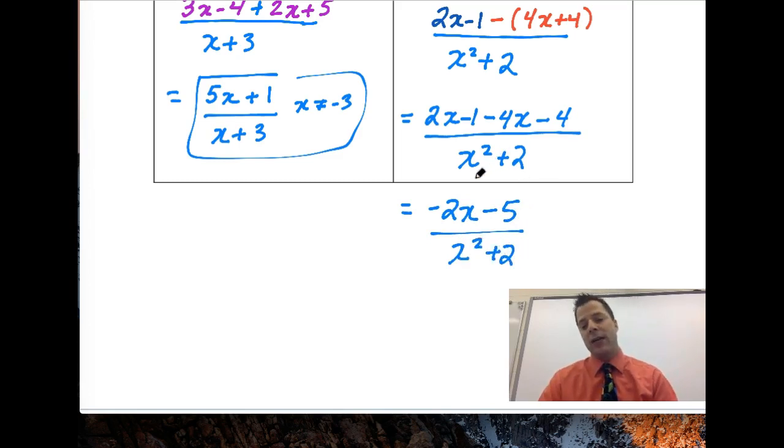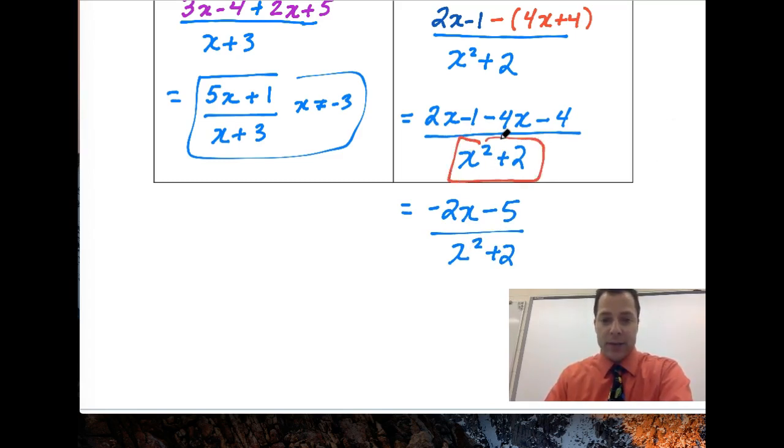Now, look at your denominator, x squared plus 2. This denominator is never going to equal 0. Okay, if you think about the graph of that, it actually looks something like this. It's going to come down. Here's your parabola. It's never going to cross the x-axis. There's nothing that makes the denominator 0, so this is your final answer.